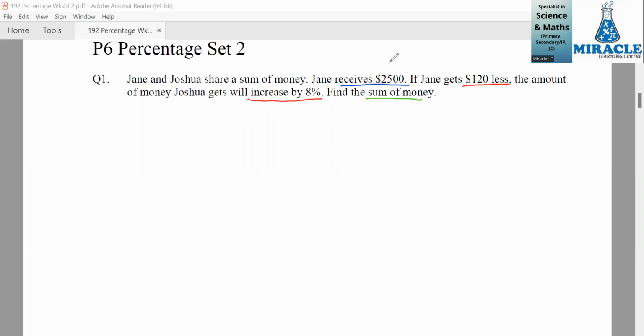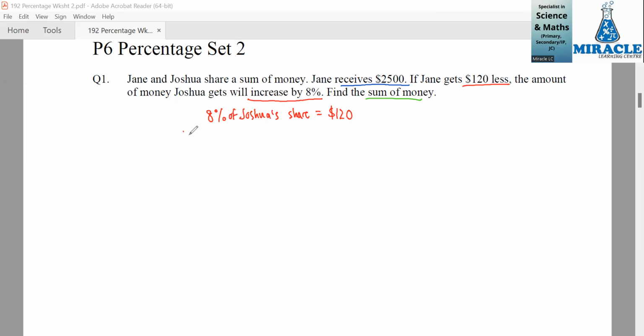Okay, so we know that Jane and Joshua share a sum of money. So if Jane gets $120 less, this means that Joshua gets $120 more. And we know that Joshua's amount of money increases by 8%. So we can write that 8% of Joshua's share is equal to $120. So in order to find the sum of money, we want to find the amount of money Joshua gets when Jane receives $2,500. So we have to find 100% of Joshua's share.